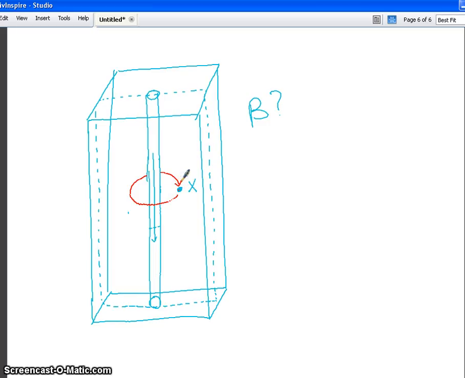So pretend that your thumb is pointing down. Pretend that you are holding a wire in your hand. Your fingers are curled around. What are your fingers doing at point X right here? Well, if your fingers are curled around this way in this clockwise direction, your fingers should be pointing back at your face. So that means the magnetic field at point X is coming out of the page. Out of the page, at this point right here.